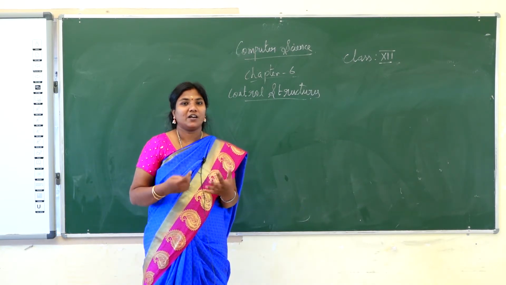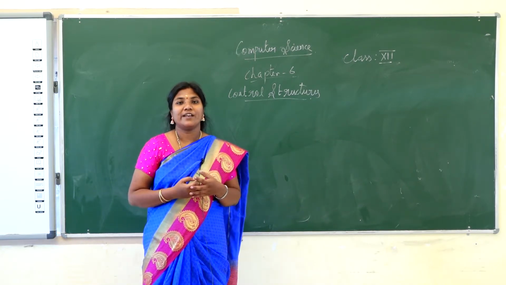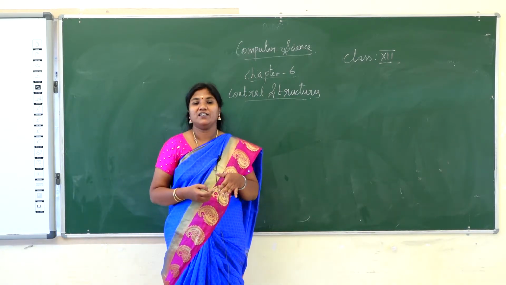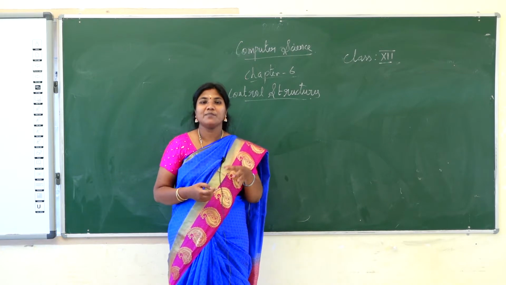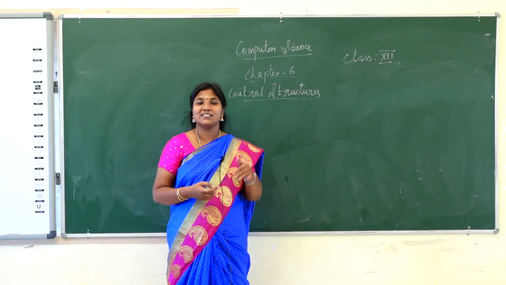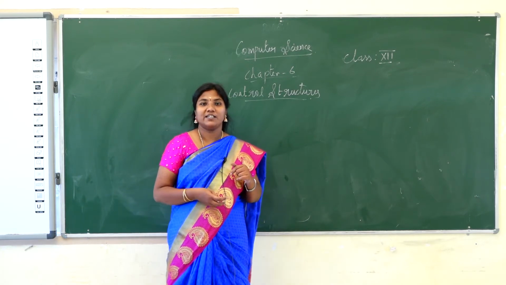So what do you mean by control structures? You know very well that each statement in the program is executed line by line sequentially. There is a set of statements in a program, and they are executed line by line: first line, second line and third line. That is the sequential manner of executing the statements.